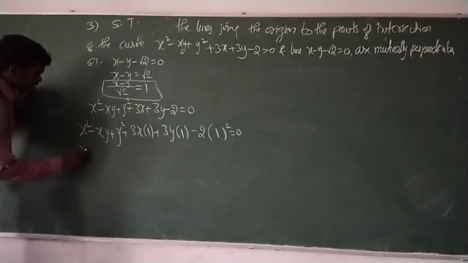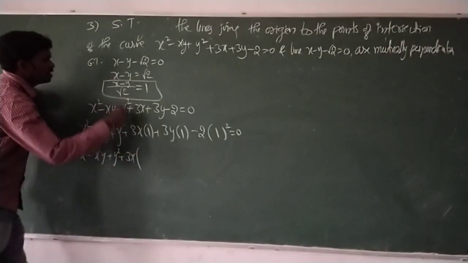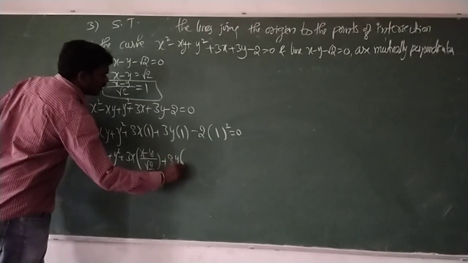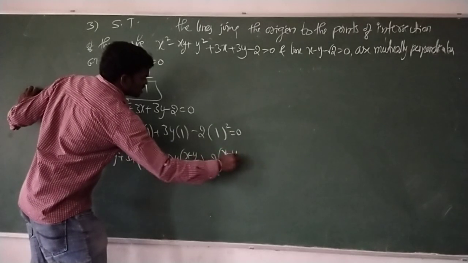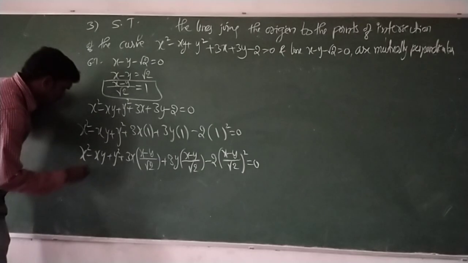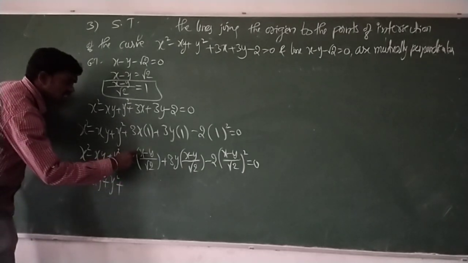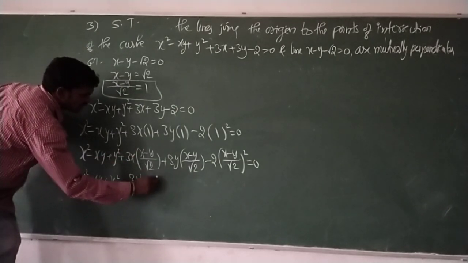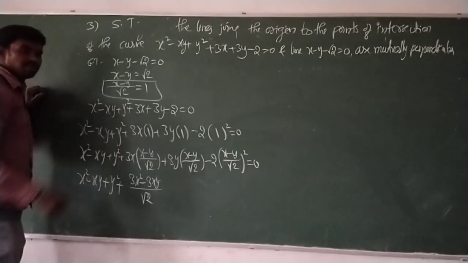So x square as it is, minus xy as it is, plus y square as it is, plus 3x into 1. 1 means what? x minus y by root 2, plus 3y into the same x minus y by root 2, minus 2 into x minus y by root 2 whole square equal to 0. Okay. So now x square as it is, minus xy as it is, plus y square as it is, plus 3x into x, 3x square, 3x into minus y, minus 3xy, and by root 2 as it is. Because we can't get it cancelled, so keep by root 2 as it is.